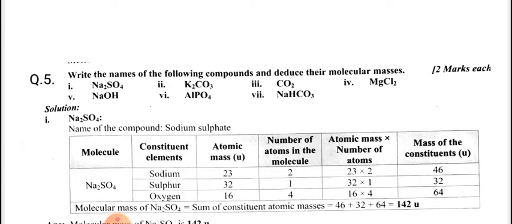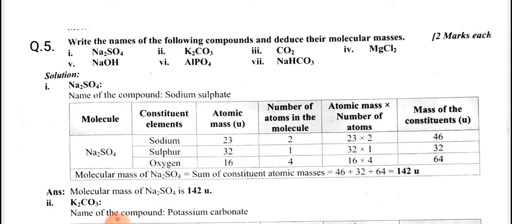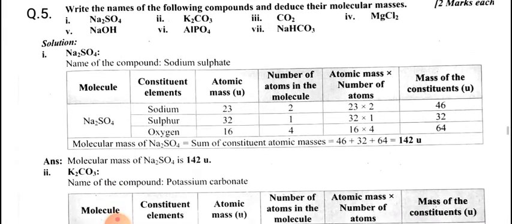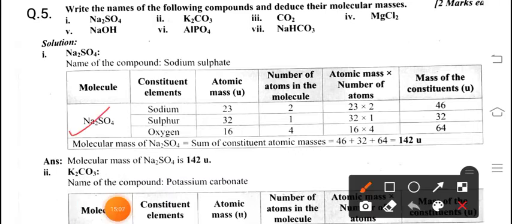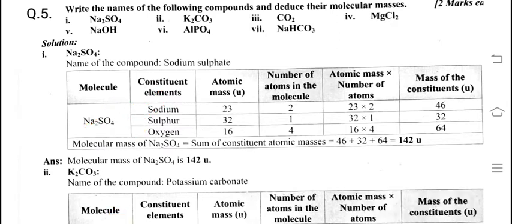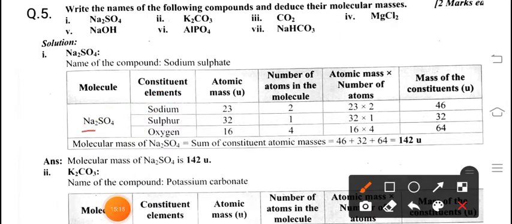Next, write the names of the following compounds and deduce their molecular mass. Very first example is of Na2SO4. First of all, we write the constituents present in it. Constituents in this formula are sodium, sulfur, and oxygen. You can observe here Na is sodium, S is sulfur, and O is oxygen.